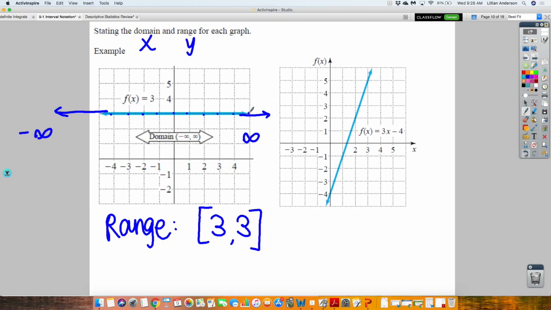Let's look at this one. f of x equals 3x minus 4. It is a linear equation. And since it's a line, that means lines go on and on and on forever. So it's going to be infinity? Well, negative infinity and positive. It is. Because it's a line and it goes on and on forever, it's going to continue to increase. The furthest left it goes is negative infinity. The furthest right it goes is positive infinity. That is your domain.